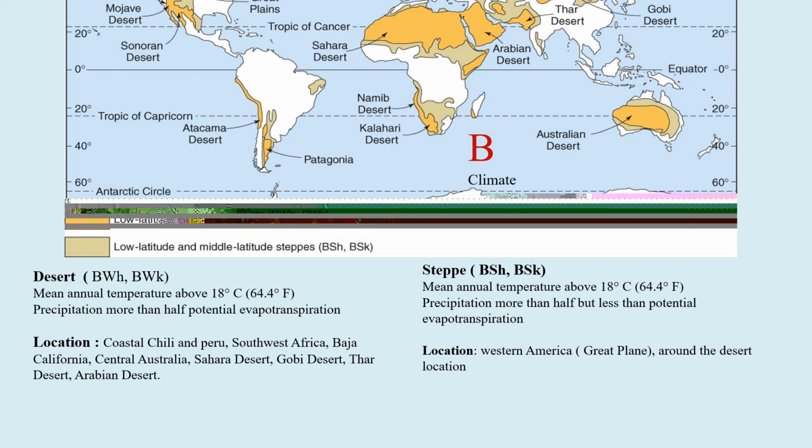And if you look at the slide, you can know the locations of this B climate. Mostly arid desert distribution, and also the high pressure belt over the subtropical high pressure belt.